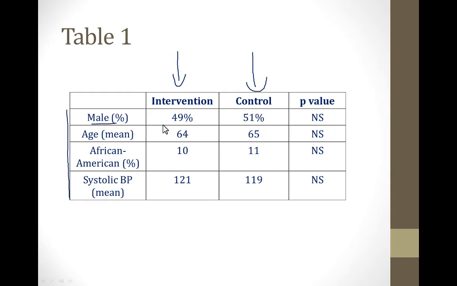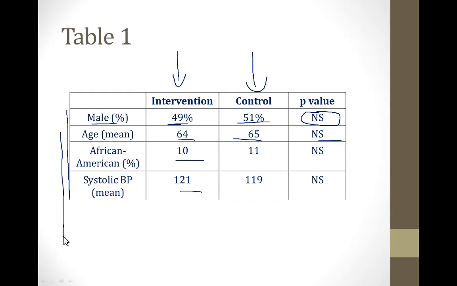So the number of men should be equal in both groups. And here you can see there's 49% in the intervention group and 51% in the control group. There's often a p-value reported to show that there is a non-significant difference between the two groups because they're usually not exactly matched, they're slightly different, but the p-value should indicate that those differences are not statistically significant. Same thing for mean age here is very close. There's no significant difference. Percent that are African American, systolic blood pressure, and you'll see many, many things listed in a Table 1.